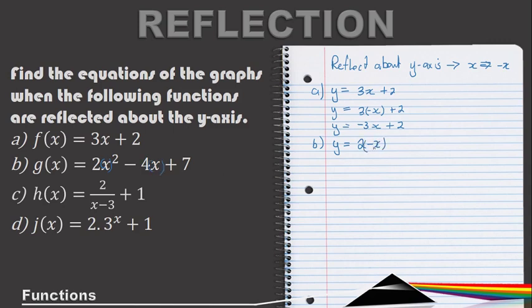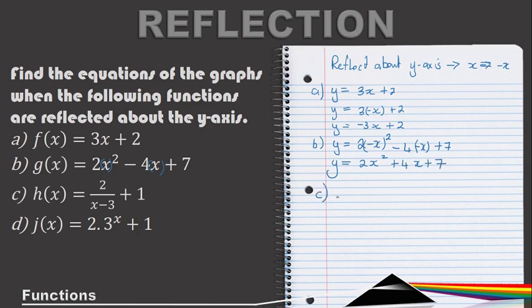So instead of x, I write negative x minus 4, replace it with negative x. That's the only thing you need to worry about in the first step. And then we simplify. The square makes this positive, so this actually stays the same. But this minus and minus multiplies out and becomes plus 4x plus 7.